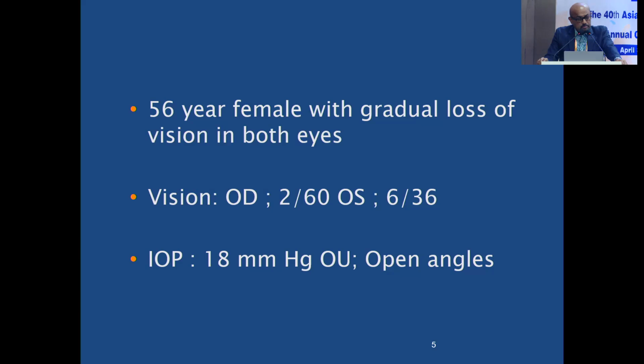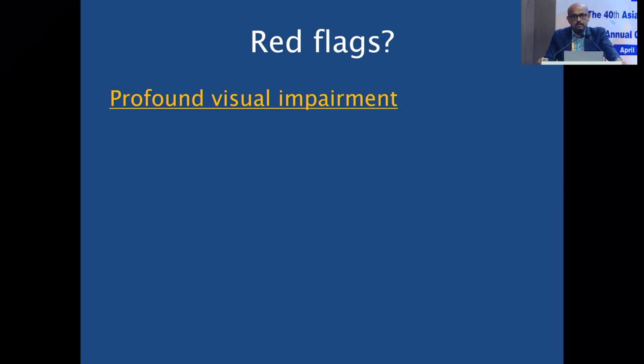Now, second case scenario. So that was age. Second red flag, a 56-year-old female with a gradual loss of vision in both eyes. Visual acuity is 2/60 in the right eye, 6/36 in the left eye. What is the red flag here? The red flag is profound visual impairment. Glaucoma on its own in the early stage of the disease is not likely to present with visual impairment. It can happen much later in the disease.